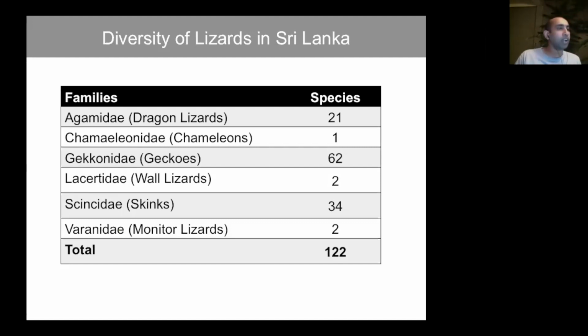So let's talk about the diversity of lizards in Sri Lanka. Right? So if you look at the diversity, we have 21 species of dragon lizards, 1 species of chameleon, and 62 species of geckos. That is the most diverse group of reptiles in Sri Lanka, and 2 species of wall lizards, and 34 species of skinks or hikanalas, and 2 species of monitor lizards. So those are the Kabaragoyas and the Thalagoyas. So altogether we have 122 species.